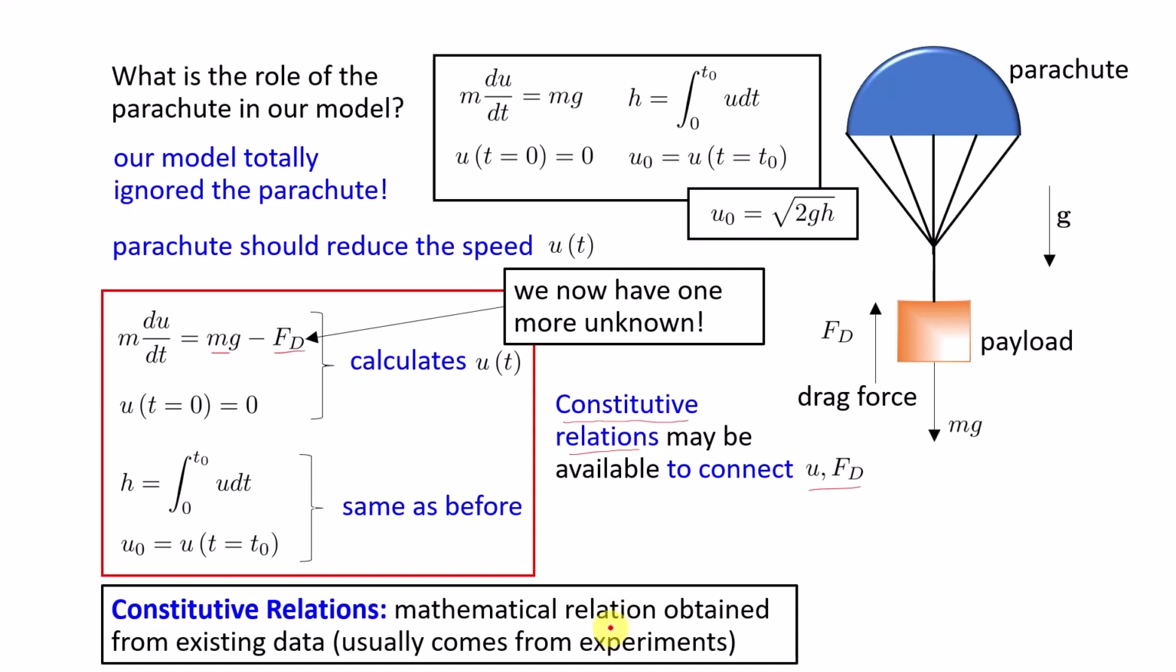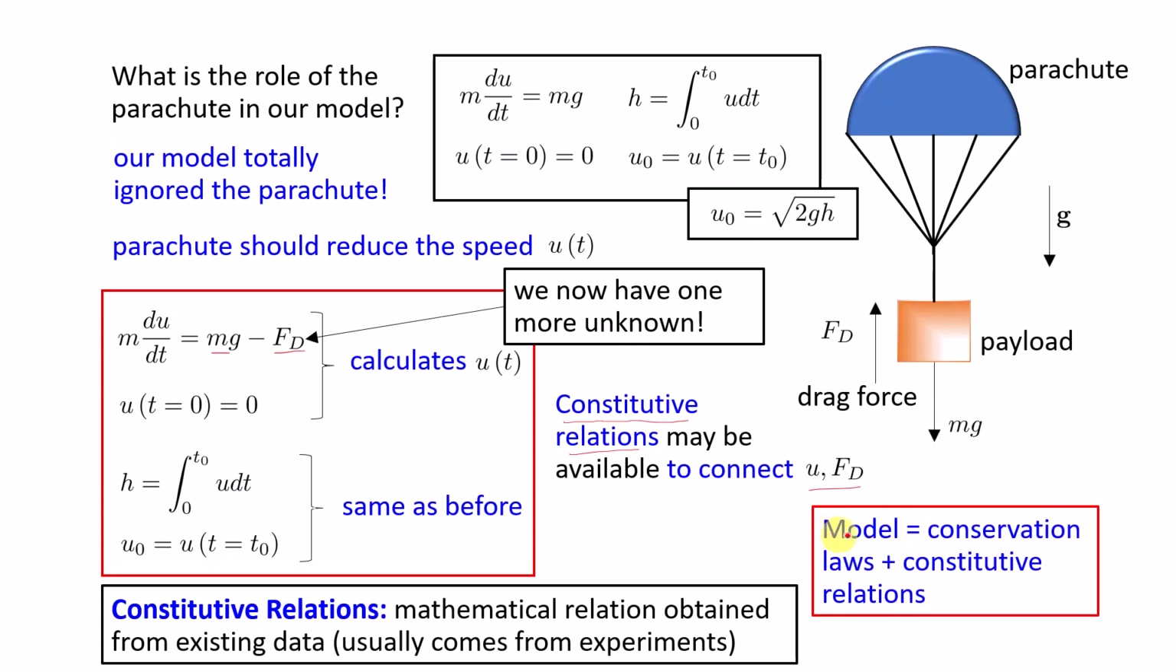It may also come from simulation results that have been done by someone else or that have been done by us before. So a constitutive relation means it is coming from some other source like experiment or simulation, a relation between U and Fd, which we will use here. If we can express Fd in terms of U, then we have equations of U again, and we can solve them and get U from here.